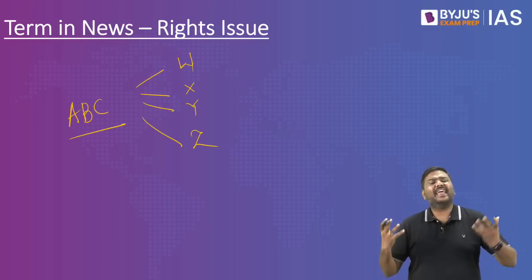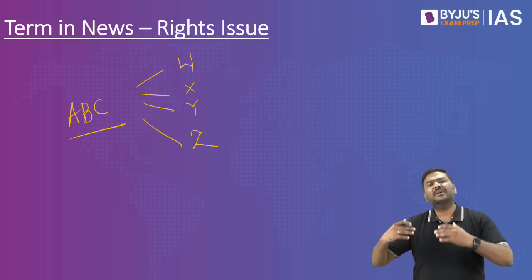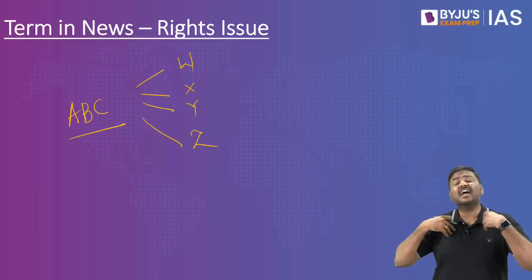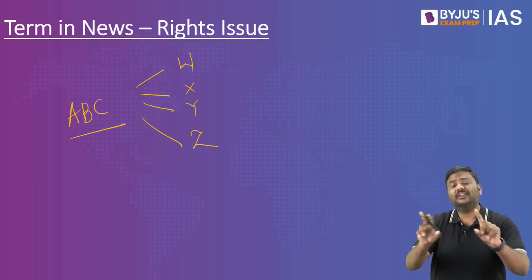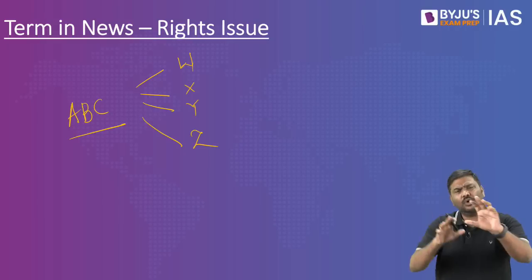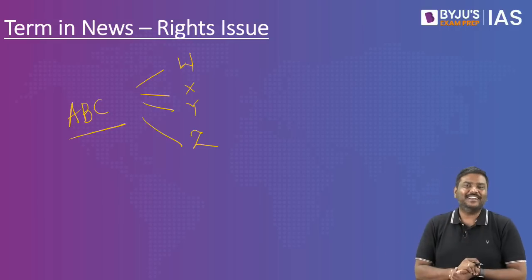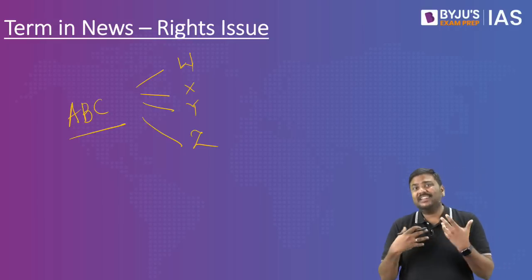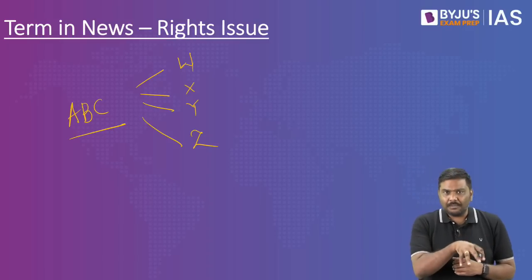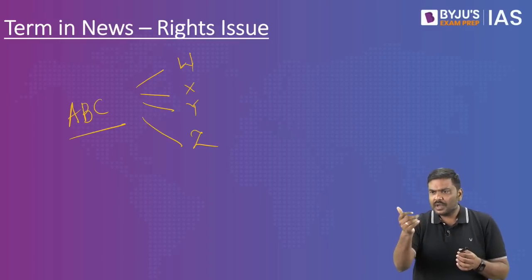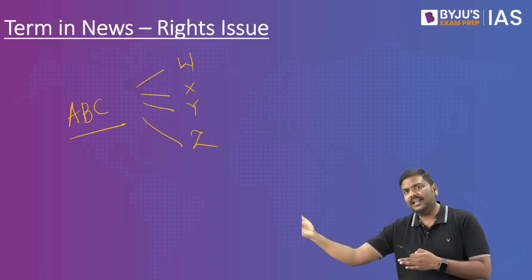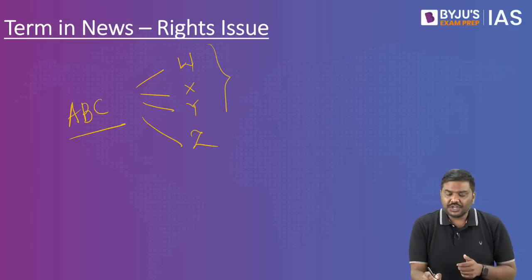Now whatever stake they have, let's say 10%, 20%, 30% and 40%. Just hypothetical numbers. Don't fight with me over these numbers. 10, 20, 30 and 40. Total 100%. Now whenever you talk about rights issues, rather than the company issuing these shares in the public to anybody else, they will offer these shares to the existing stakeholders.